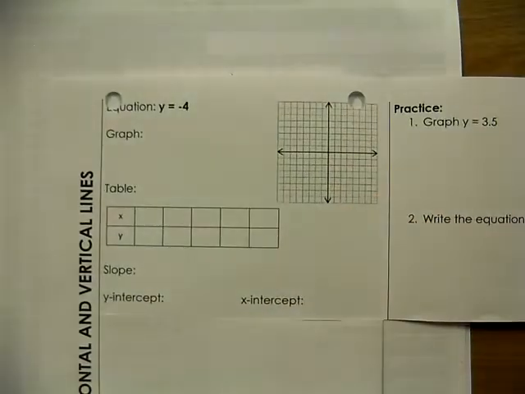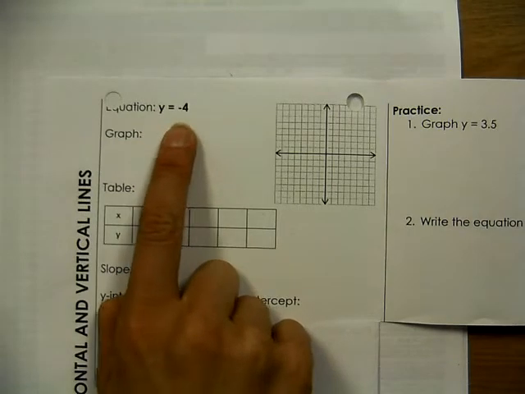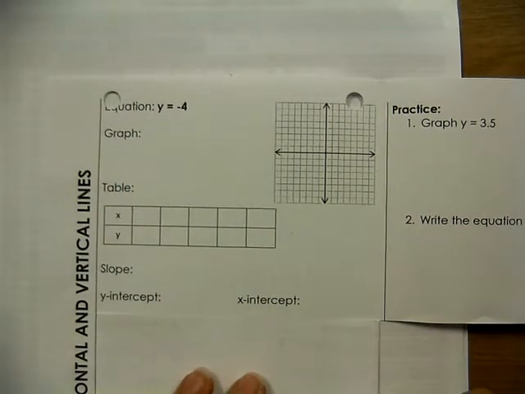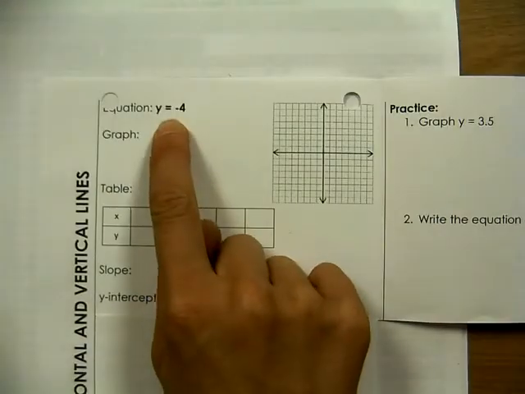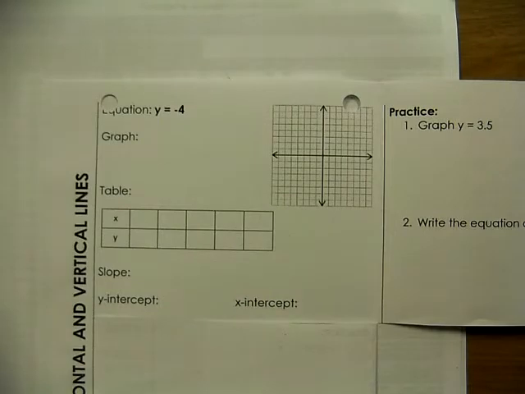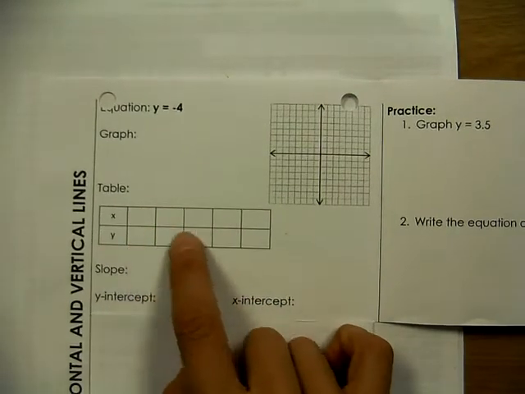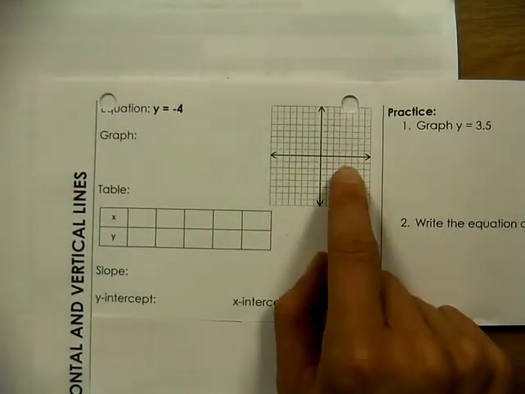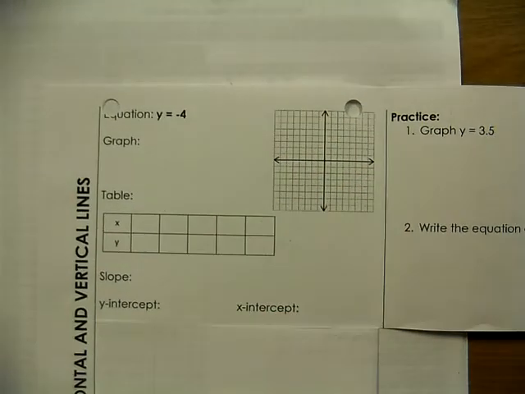You've already graphed equations where we don't see an x, we just see y equals a number. I want you to pause the video right now and see if you can recall how to graph y equals -4. You have a graph here. I'd like you to create that graph, and I would also like you to make a table. So pause the video, create the graph, and make a table right now.